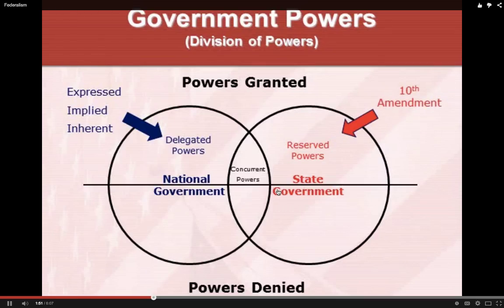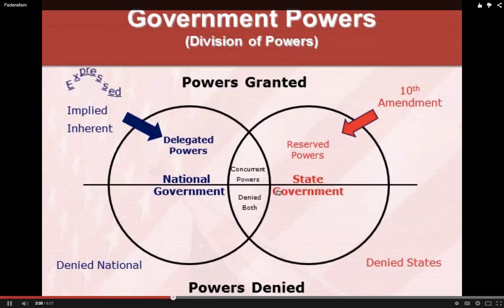Reserved powers actually come from the 10th Amendment. Those powers not delegated to the national government are reserved for the states. Denied powers to the national government come from Article 1, Section 9. Powers denied to the states come from Article 1, Section 10. If we look at expressed powers, those come from Article 1, Section 8.